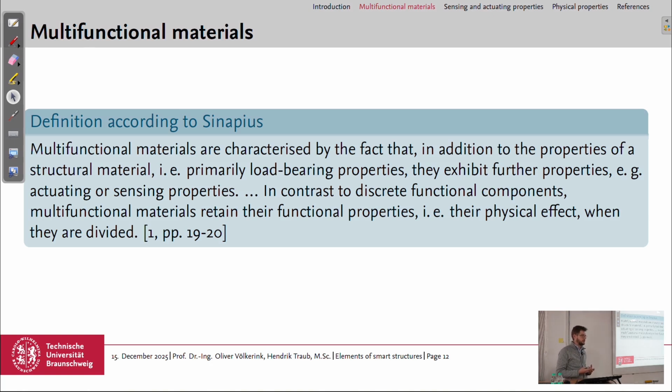If you cut down a piezoceramic, then it still has its functional or multifunctional properties. And piezoceramics are also a good example for multifunctional materials because they also have an E modulus of around 60 gigapascals, so close to aluminium, and can also be used for load bearing, or they also bear loads.